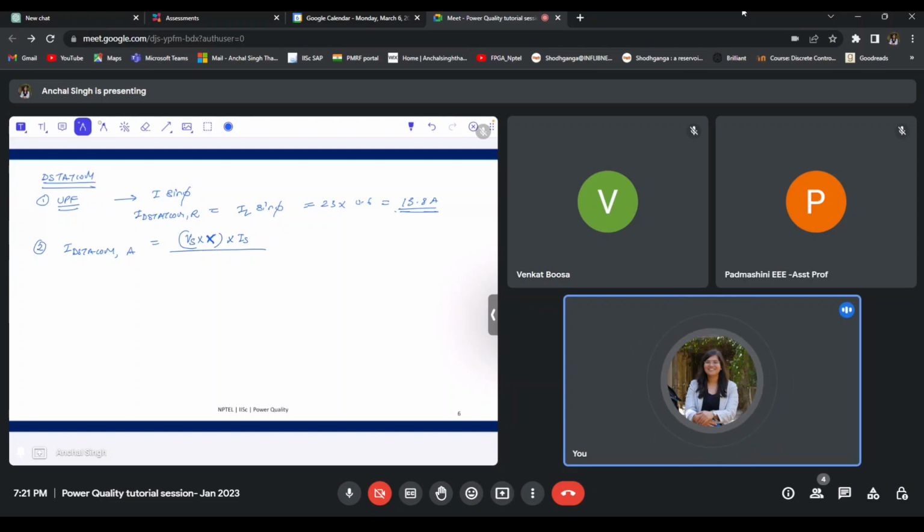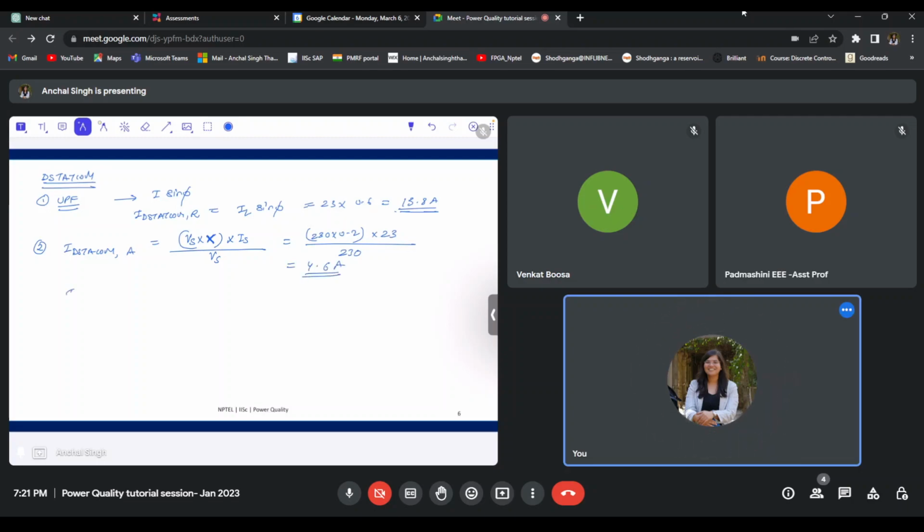When I divide this power rating of the DVR by voltage, it will give me the active component of the current that D-STATCOM will supply. So 230 into 0.2 into Is, which is 23 amperes, divided by Vs, which is 230 volts again. So this current will come out to be approximately 4.6 amperes.